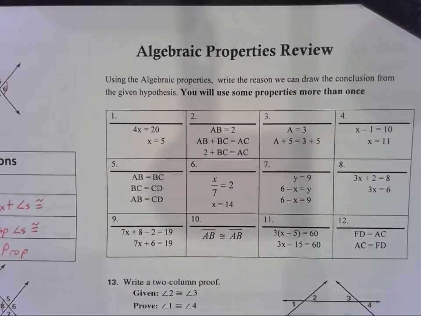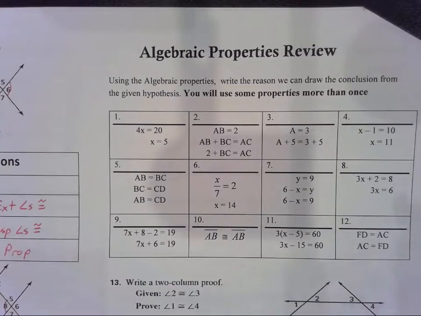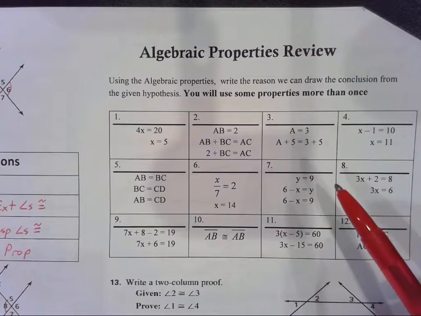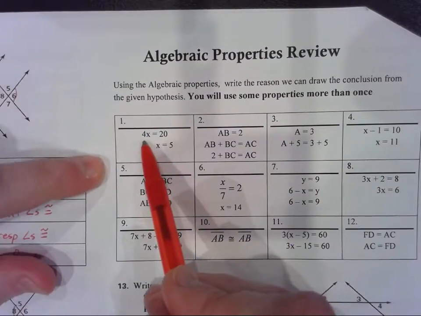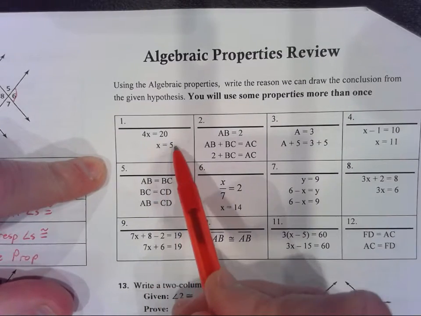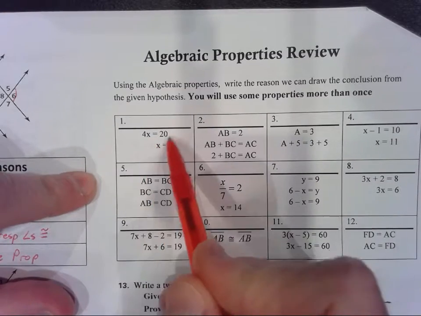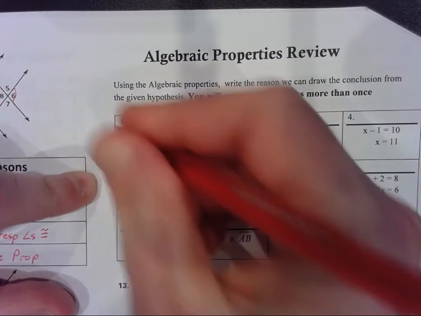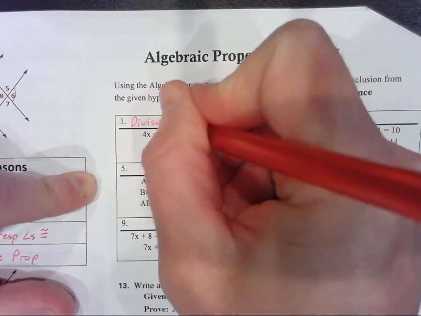Right, the algebraic properties review. The reason we can draw the conclusion from the given hypothesis. So I start with 4x equals 20. I'm given that 4x equals 20, so why is x equal to 5? Well, if I'm going to solve this equation, I want to divide by 4 on both sides. So I'm using the division property.